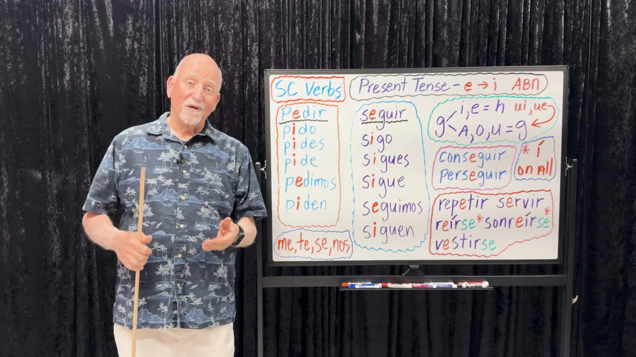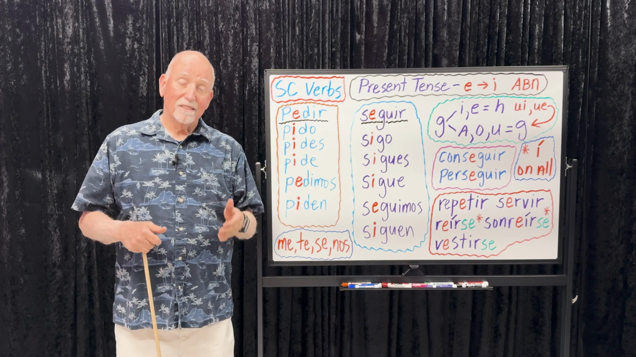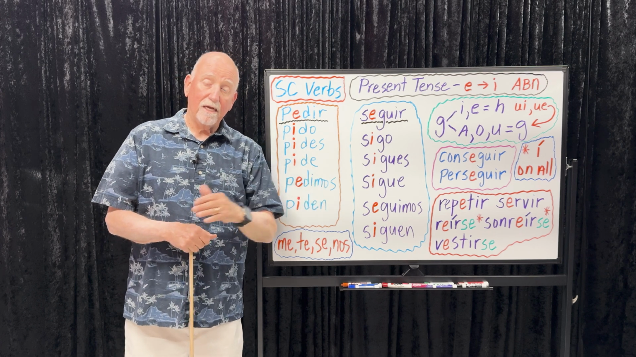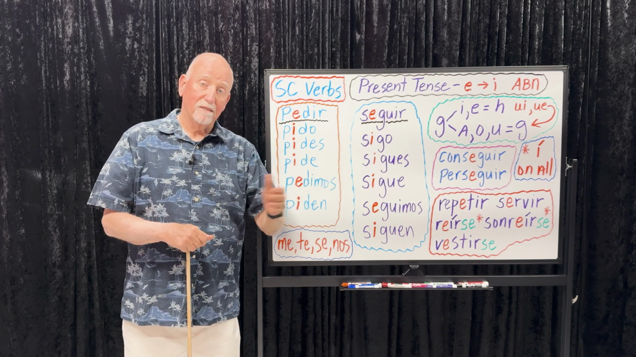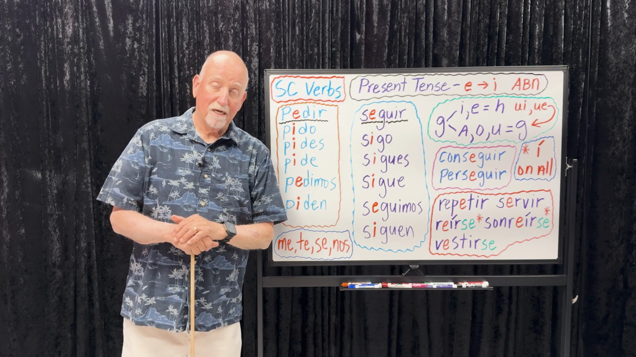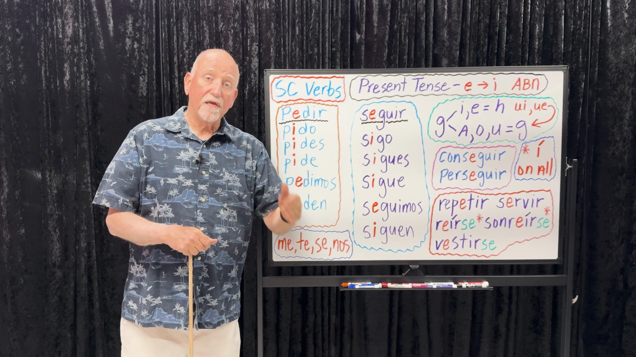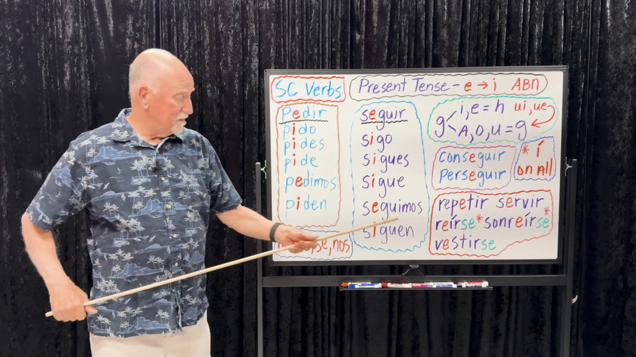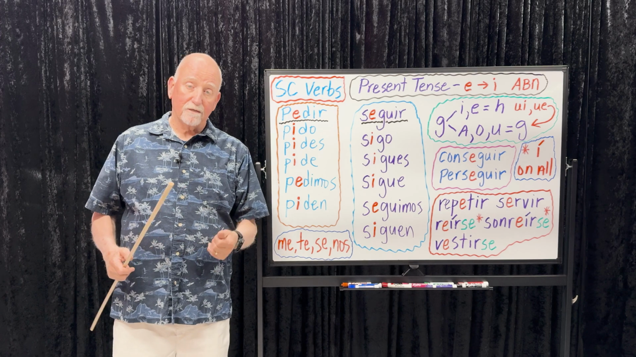Me sonrío, I smile. Te sonríes, you smile. Se sonríe, he or she smiles. Usted, you smile. It smiles. Nos sonreímos, we smile. And se sonríen, they smile. Okay? And our last verb is vestirse, which means to get dressed.